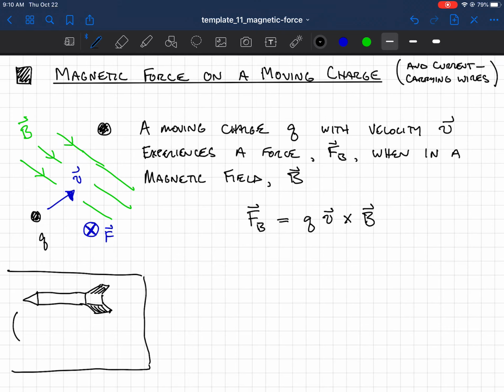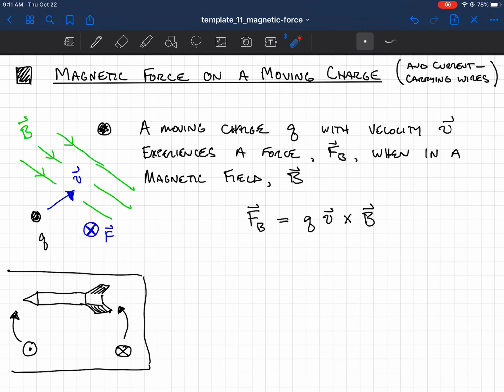And so if you look at this arrow as it's coming towards you, you'll see just the tip. And if you look at the arrow as it goes away from you, you'll see those fins, or the feathers of the arrow in the back. So this is how we draw a vector that points into or out of the page. So what we've done here is we've said that the force is pointing into the page, and that's because V cross B is in that direction.